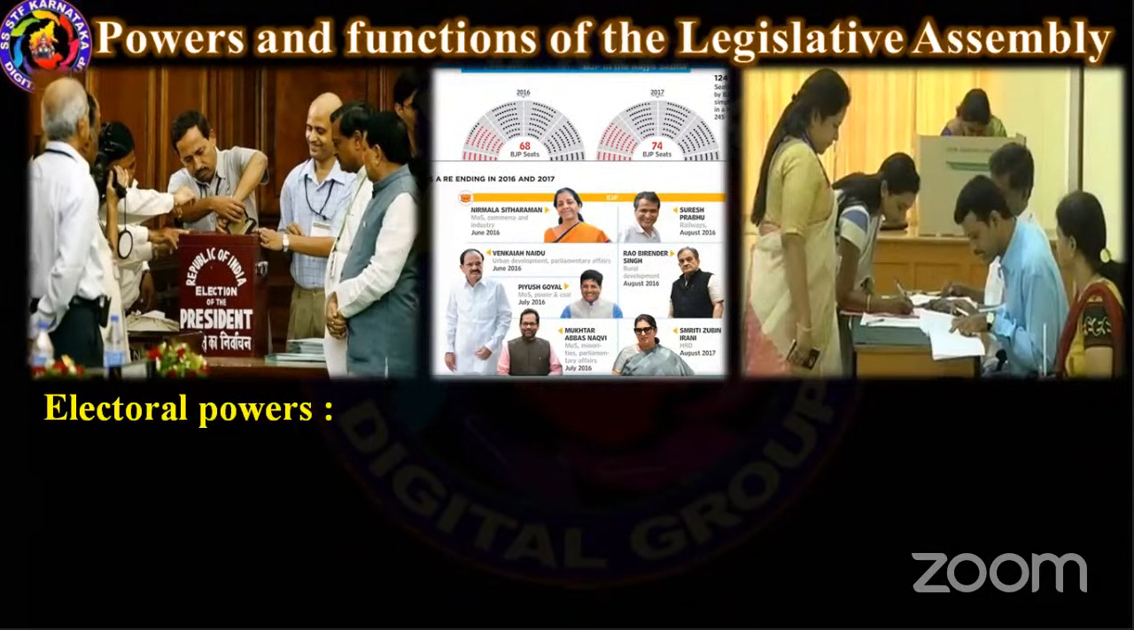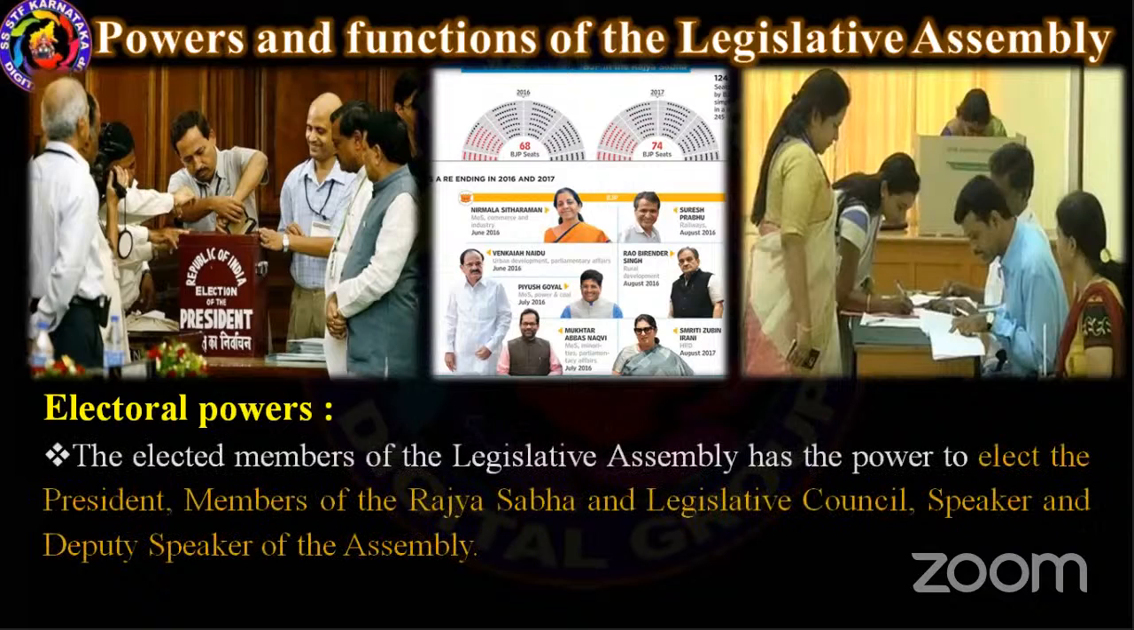Next, there are electoral powers. The elected members of the Legislative Assembly have the power to participate in the election of the president, and to elect the members of the Rajya Sabha and Legislative Council of a state, and also the Speaker and Deputy Speaker of the Assembly, not in the center, in the state.